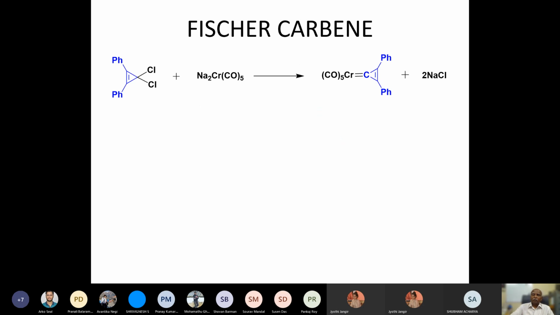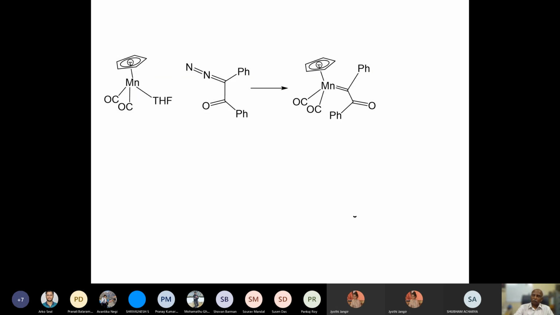How do they make it? In many cases, the synthesis is a bit convoluted. Here is one example where I start with the dinegative chromium complex and displace two chlorides on the same carbon, the carbon which is undergoing the substitution. You end up with this type of, okay, in this case, I should not say Fischer carbene. This is in fact two carbons on the carbene carbon. So this is a Schrock carbene.